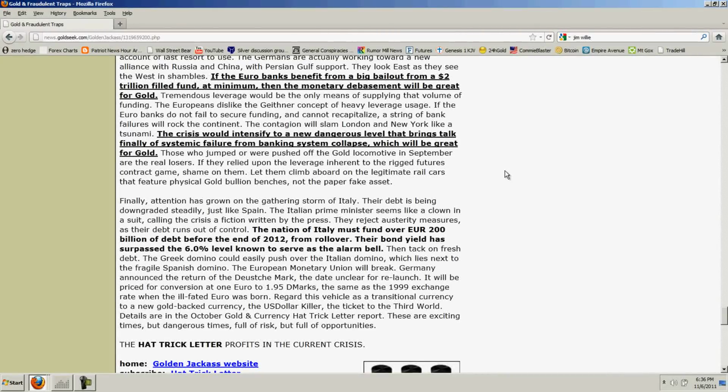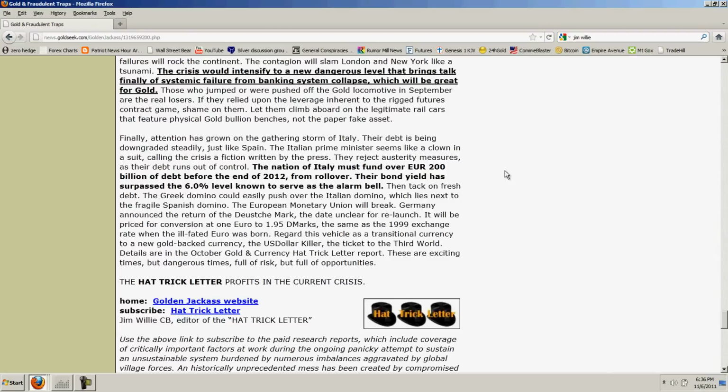Those who jumped or were pushed off the gold locomotive in September are the real losers. If they relied upon the leverage inherent to the rigged futures contract game, shame on them. Let them climb aboard on the legitimate rail cars that feature physical gold bullion bars, not paper fake assets.